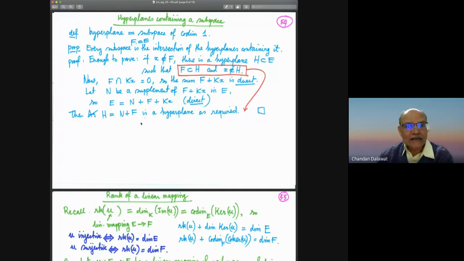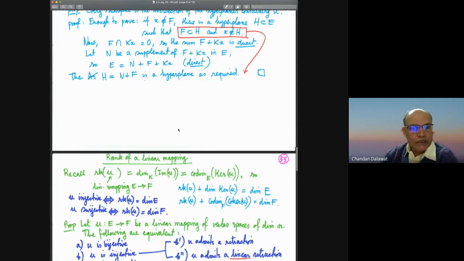And I claim that this is a hyperplane which is required. I mean, that X doesn't belong to this H. That's clear, because this n plus f sum kx, that's a direct sum as well. So X doesn't belong to H, and f is contained in H, because H is equal to n plus f. So every subspace in a vector space is the intersection of the hyperplanes containing that subspace. Okay.